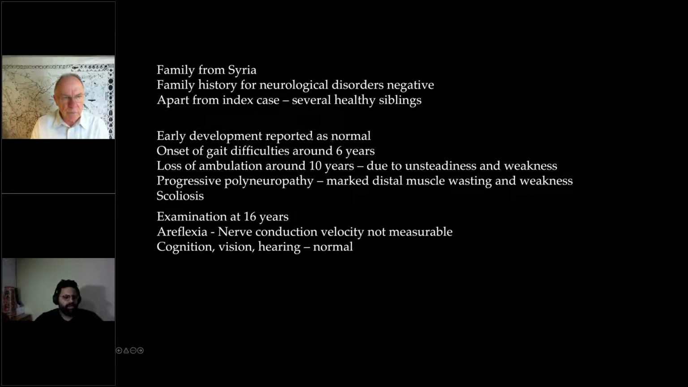Just more detailed history. The family was from Syria. There's no family history for neurological disorders. Apart from the index case, there are several other siblings which are healthy. His early development was normal. Onset of gait difficulties at around 6 years. Loss of ambulation at 10 years. Progressive polyneuropathy, including marked distal muscle wasting and weakness with scoliosis. Examination at the age of 16 years demonstrated areflexia. Cognition, vision, and hearing was normal.